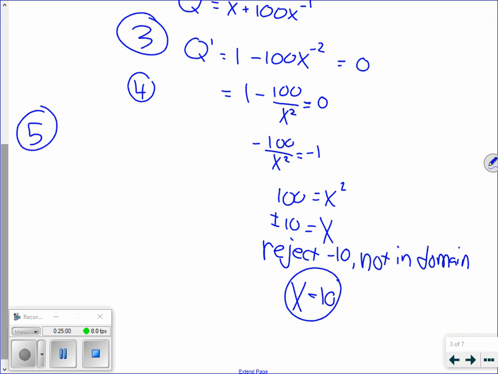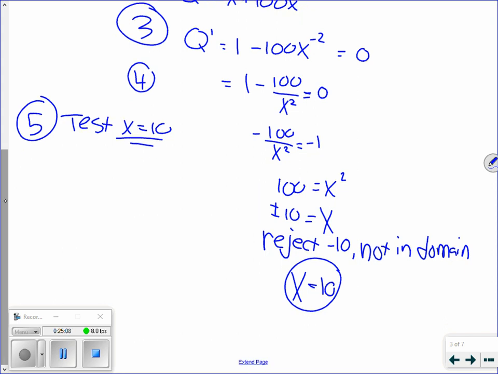Step 5 is testing it. So we're going to test x equals 10 and identify if it truly is a minimum value for this sum. So we're going to have our Q prime equation. That's what we're testing right here. We're going to test the value 10. The domain is any positive number, so 0 on to infinity.